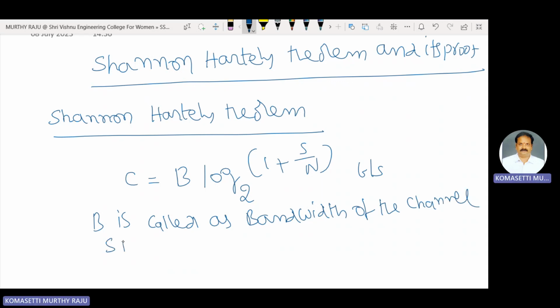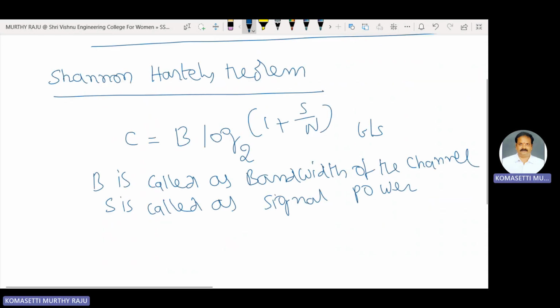S is called the signal power, and N is called the noise power.